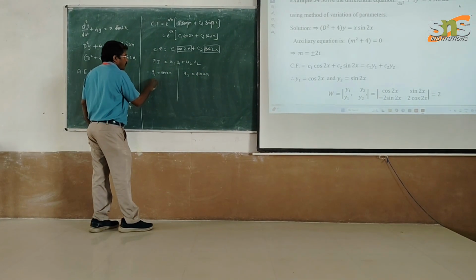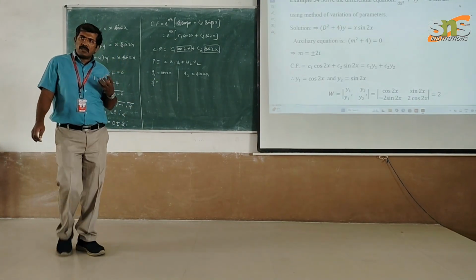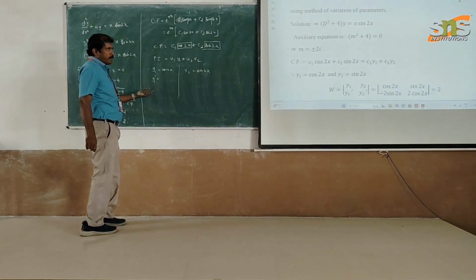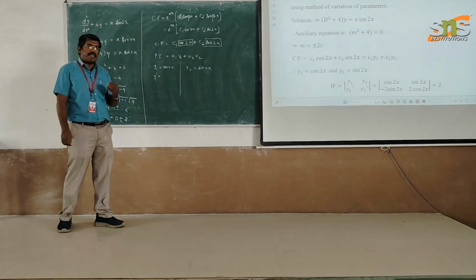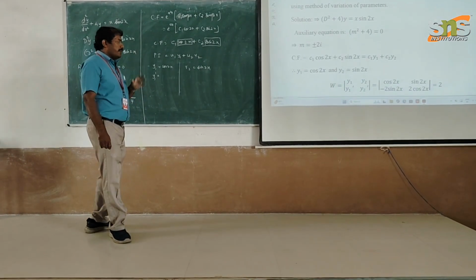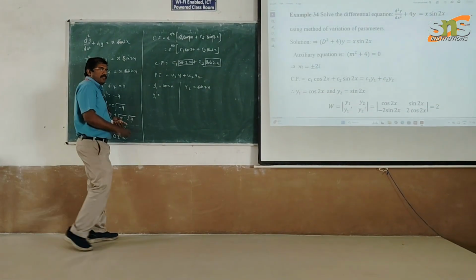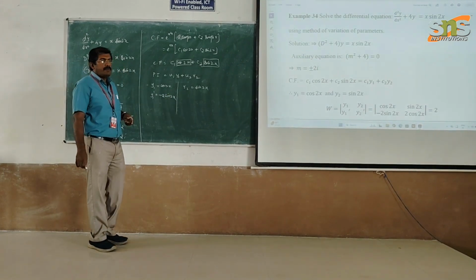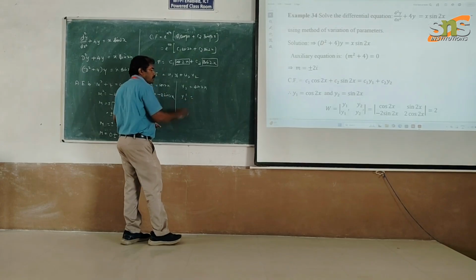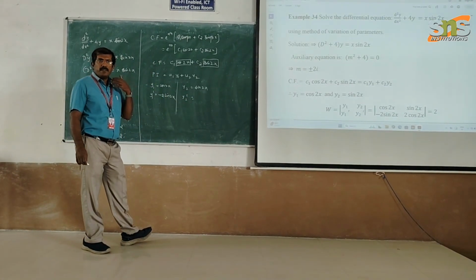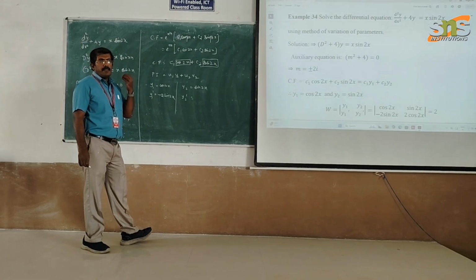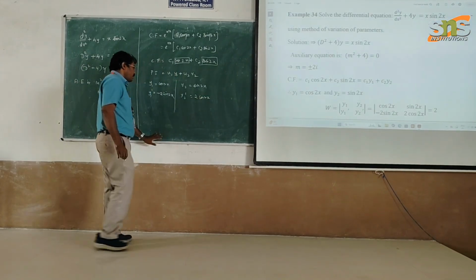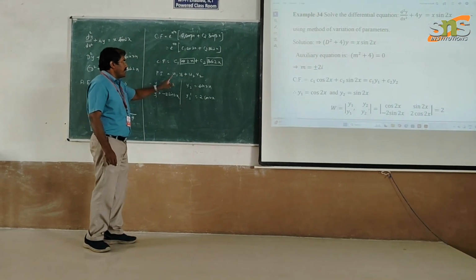Now we have to differentiate y1. What is the differentiation of cos x? It is minus sin x. Differentiation of cos 2x is similar to the cos ax formula, that is minus a sin ax. So minus 2 sin 2x. Similarly, you will find y2 dash. The differentiation of sin ax is a cos ax, so 2 cos 2x.